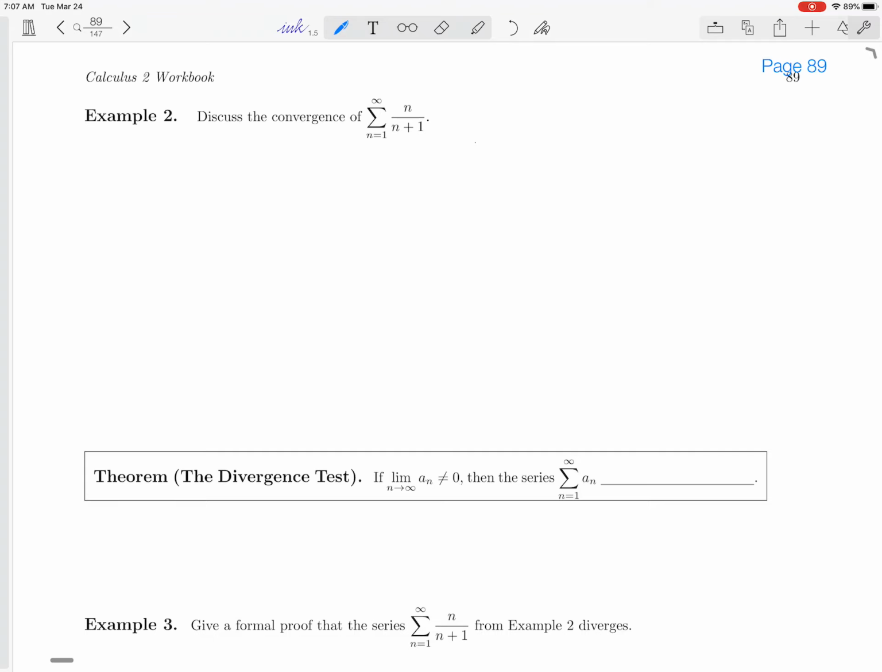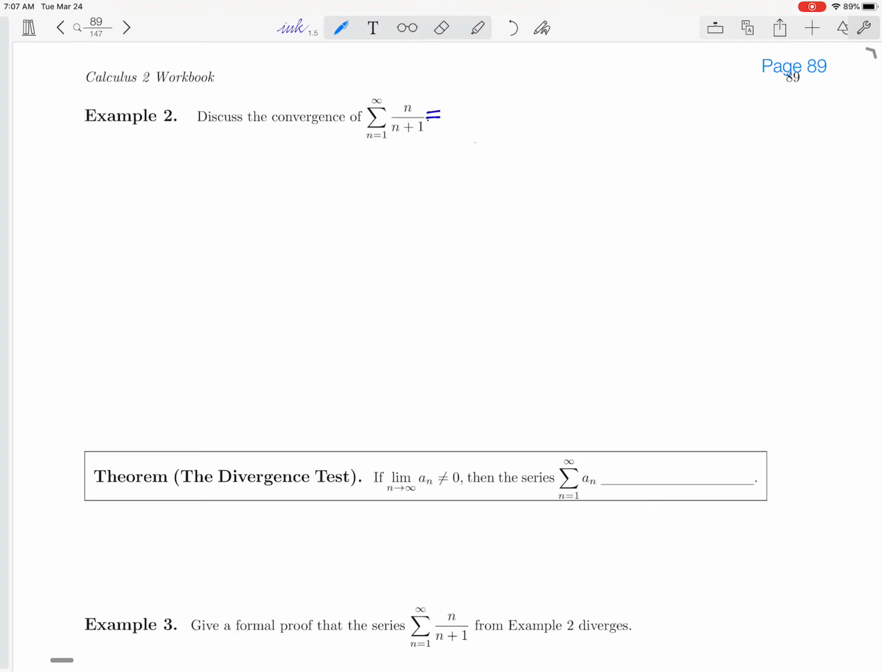Okay, so we're going to take a look at example 2 on the top of page 89 in the workbook. And this is another question where we're given a series and we're being asked to explore the convergence of it, make an educated guess as to whether it converges or diverges. All right, so just to get a feel for this, let's write out a few terms in this series.